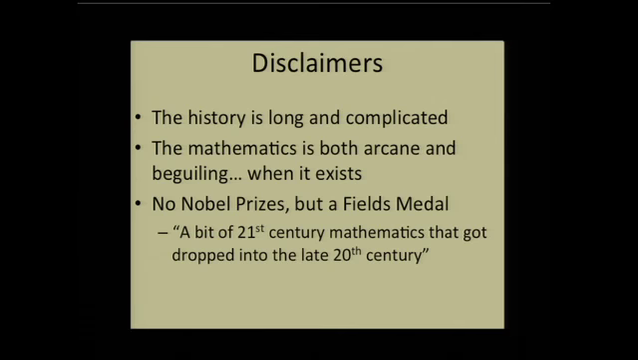There has been a Fields Medal. The Fields Medal being, in some sense, the analog of a Nobel Prize for mathematicians. It's awarded once every 4 years, and only to mathematicians under the age of 40.